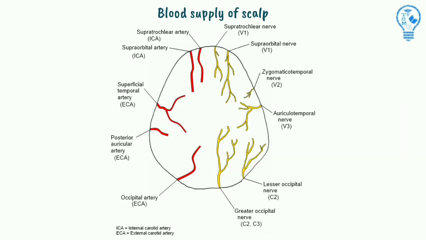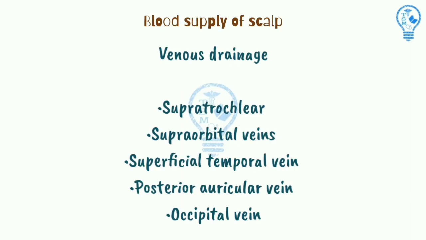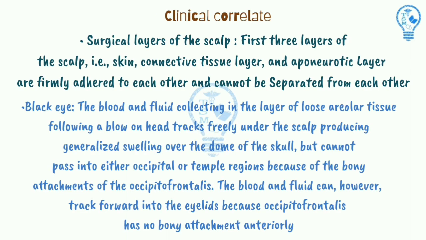In front of the auricle, it is supplied by supratrochlear artery, supraorbital artery, superficial temporal artery. Behind the auricle, it is supplied by posterior auricular artery and occipital artery. Venous drainage of scalp is by supratrochlear vein, supraorbital vein, superficial temporal vein, posterior auricular vein and occipital vein. These names coincide with arteries also. If you learn the names of arteries, you can easily remember the names of veins.